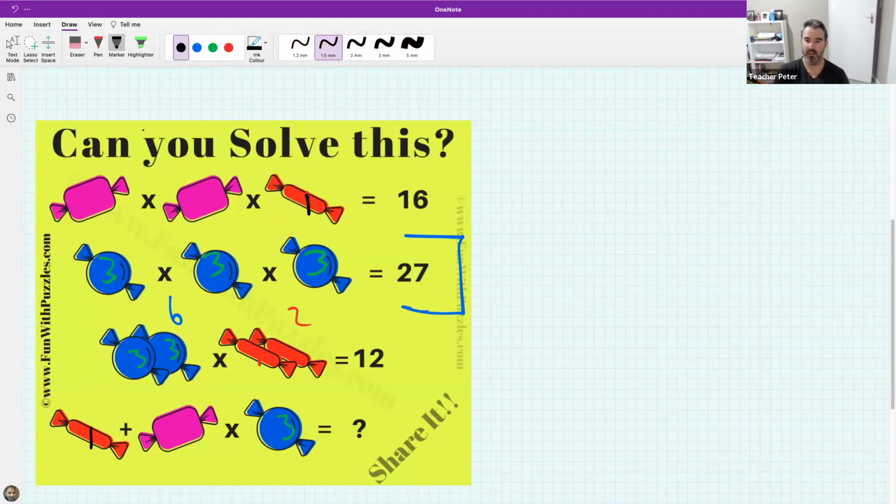So what does purple have to be then? What does purple have to be? Well, there's only one unknown. Something times something is 16. So actually, purple has to be 4.